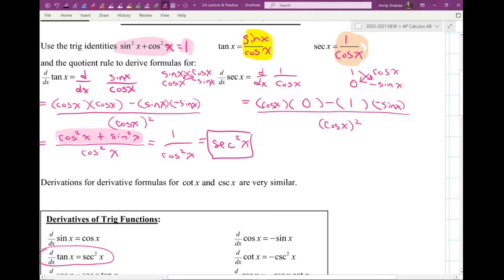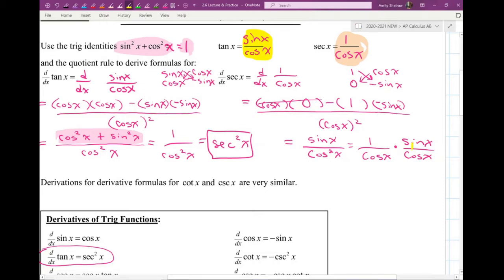And so when I simplify that, if this is 0, negative times a negative turns into a positive, and 1 times sine of x is sine of x. So sine of x over a cosine of x that has been squared means that I have these two things right here. I have 1 over cosine of x, and I'm multiplying that by sine of x over cosine of x. And those are the two identities that we've already seen, right?